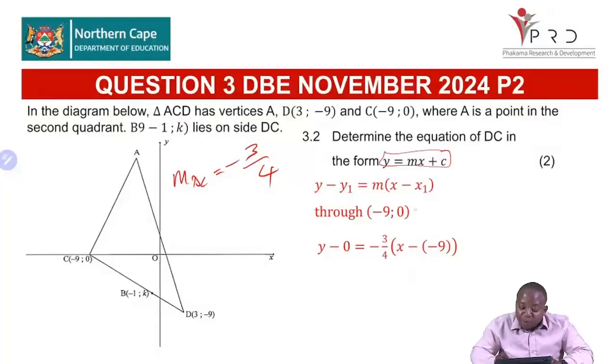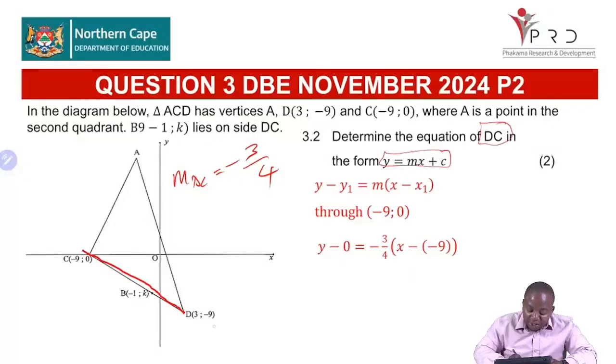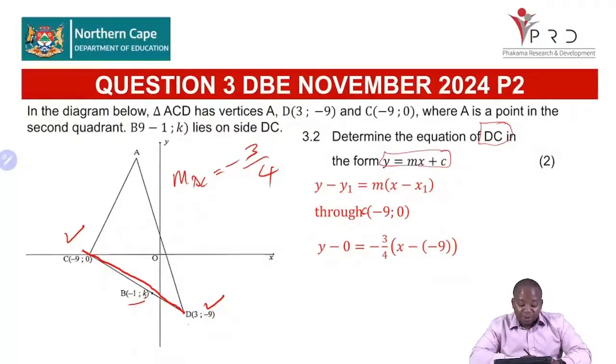And we are going to substitute any point that line DC passes through. So the line DC is the line that I'm working with, so I can only substitute D or C. We are going to get the same equation. I'm going to substitute C in this case. Any point that lies on DC, either C, B, or D, can work. B can work because we have an unknown, but we can work with D or C.